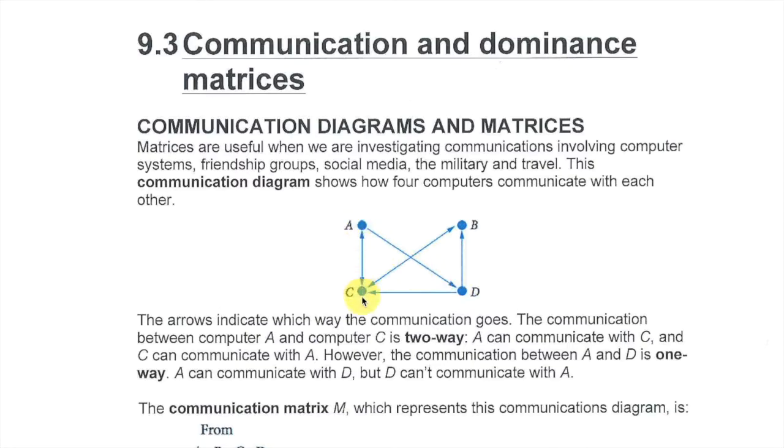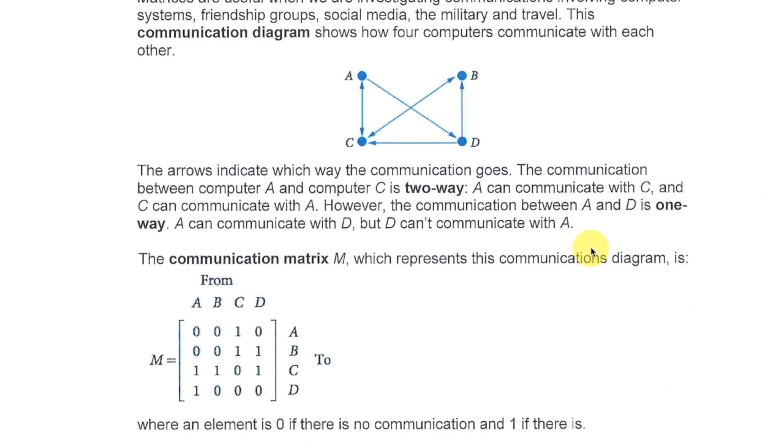If we look at the link between A and C, you can see there's a straight line with two arrowheads. This tells us that computer A can directly communicate with C, and computer C can directly communicate back to A. So this is an example of a two-way communication between A and C, whilst between A and D, we have a one-way communication, that is that A can directly communicate with D, and that being it only, not D going back to A. Now with this diagram, we can represent these connections in a matrix format.